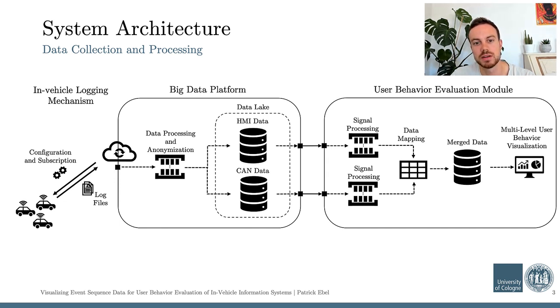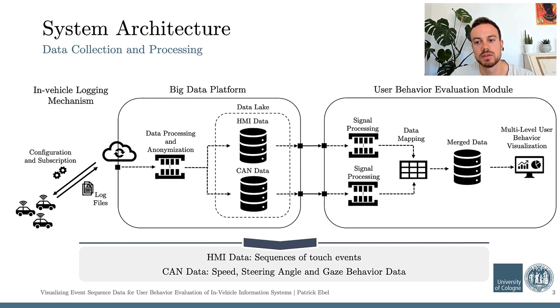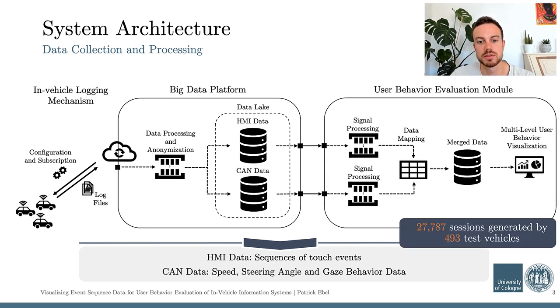The collected data is then transferred over the air to the big data platform where it's further processed and stored. The user behavior evaluation module then accesses the HMI and the CAN data, merges both data sources and computes the visualizations I will present in the following. We process touchscreen event sequence data as well as speed, steering angle and gaze behavior data. In total, we analyzed roughly 28,000 sessions generated by around 500 test vehicles.